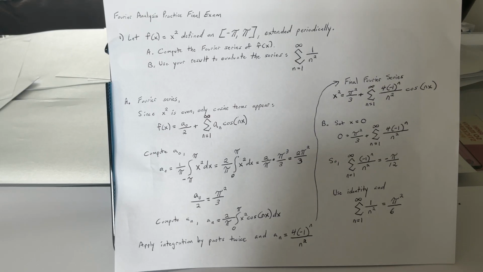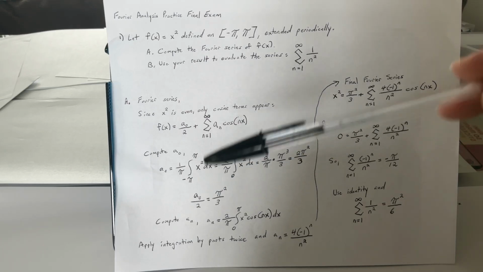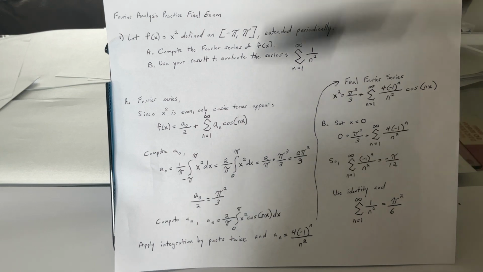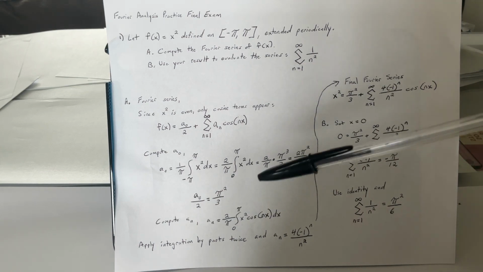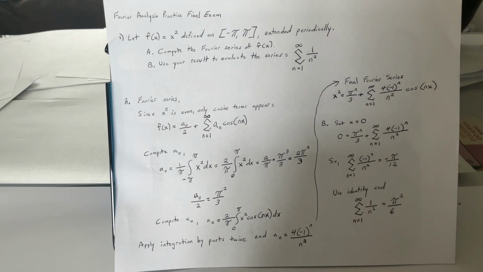Okay, so now if you want to call that a sub 0, I'll call it a sub 0, or a naught, whichever. I'll use the terms interchangeably. And then if we want to compute a sub n here, it is 2 over pi, integral 0 to pi, x squared cosine nx, okay, dx. So think about this, even functions are associated with the cosine.